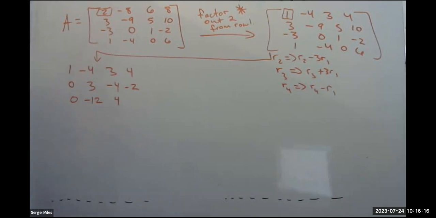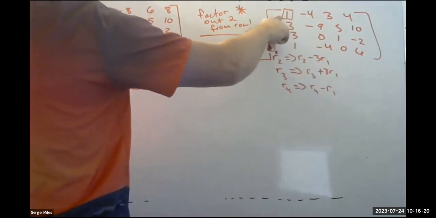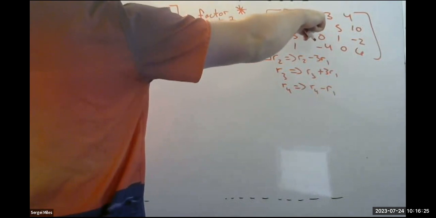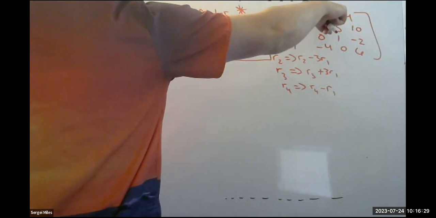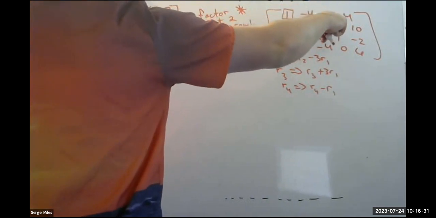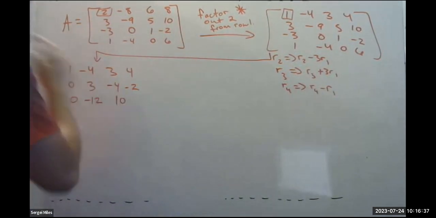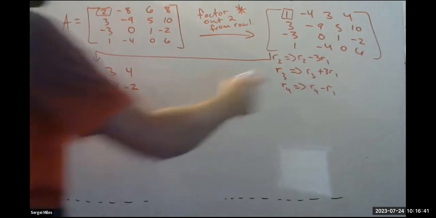Okay, so I'm taking 3 times row 1 and adding. 1 times 3 is 3. When I add, I get 0. Negative 4 times 3 is negative 12. When I add, I get negative 12. 3 times 3 is 9. Ah, that's what I'm doing. 3 times 3 is 9. When I add 1, I'm supposed to get 10. So the mistake was here on the board. Okay, and you guys probably saw that already. Apologies for that. All right.